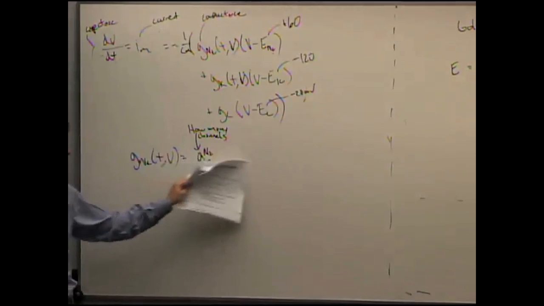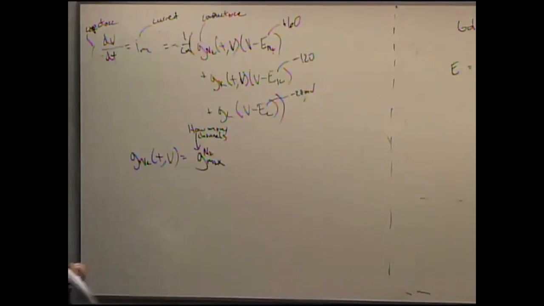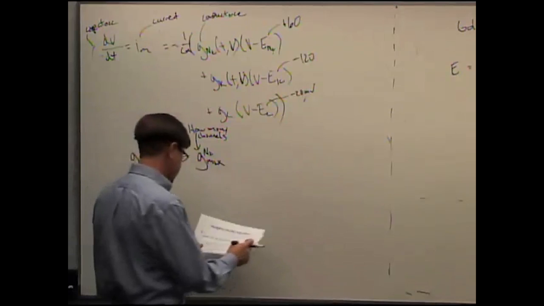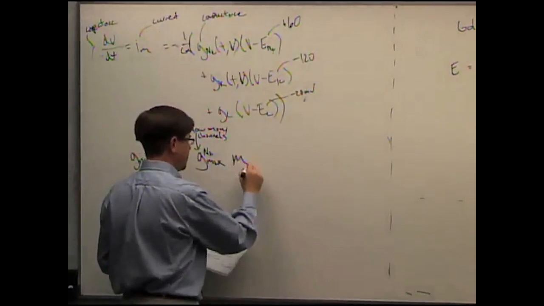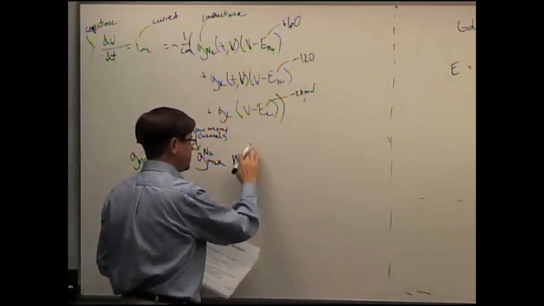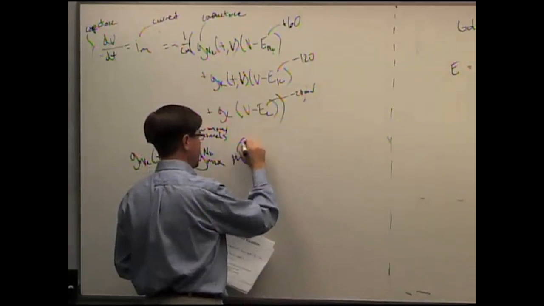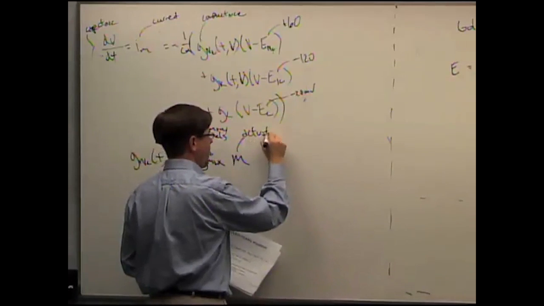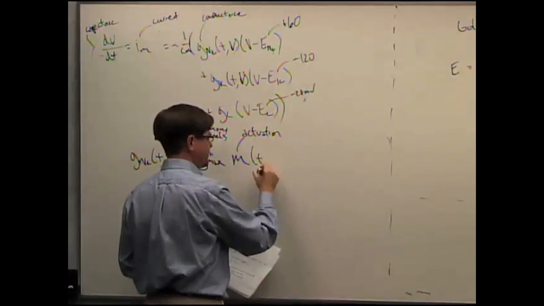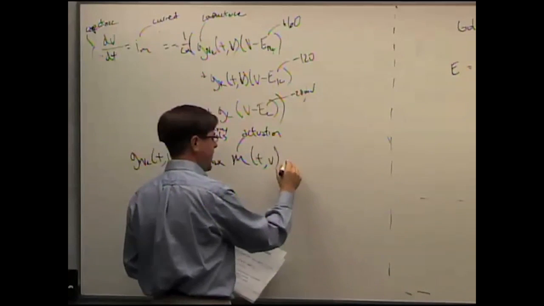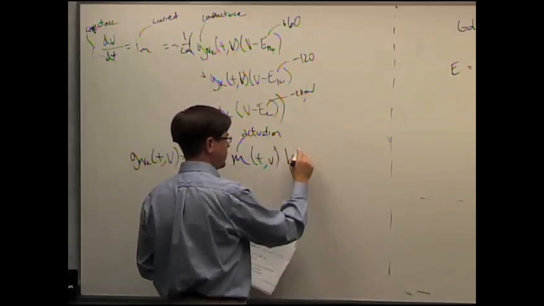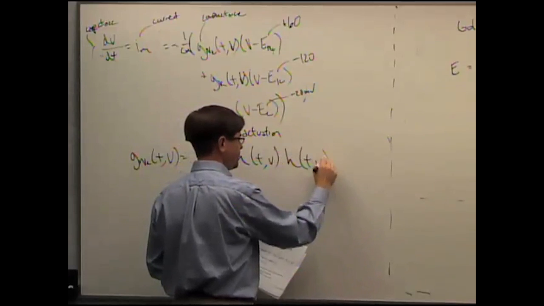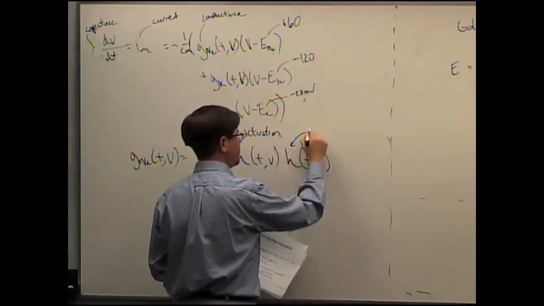The next two terms tell you what percentage of those channels are on. Those percentages we can write as m, which is an activation term, and that activation term is time and voltage dependent. And h, which is also time and voltage dependent. This is the inactivation.